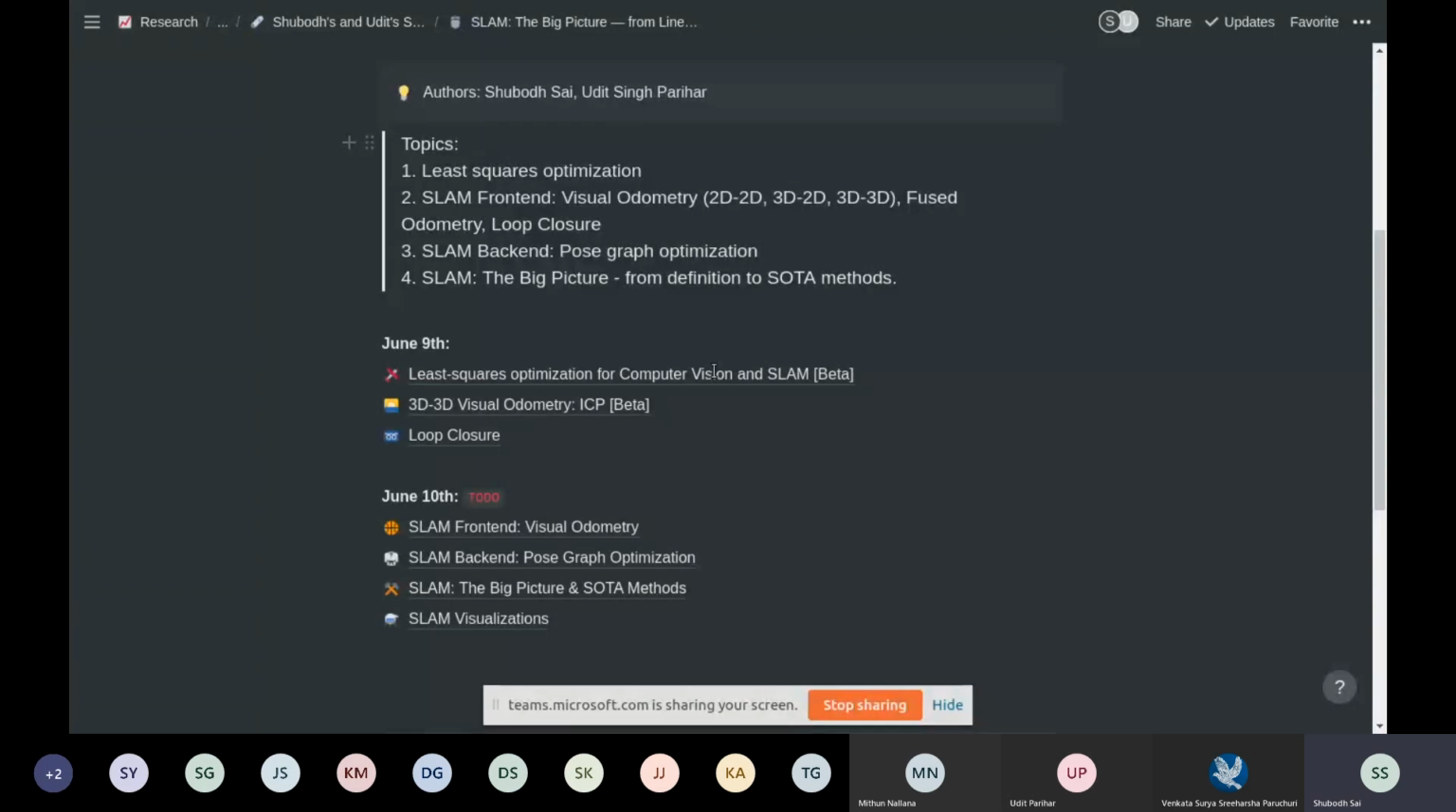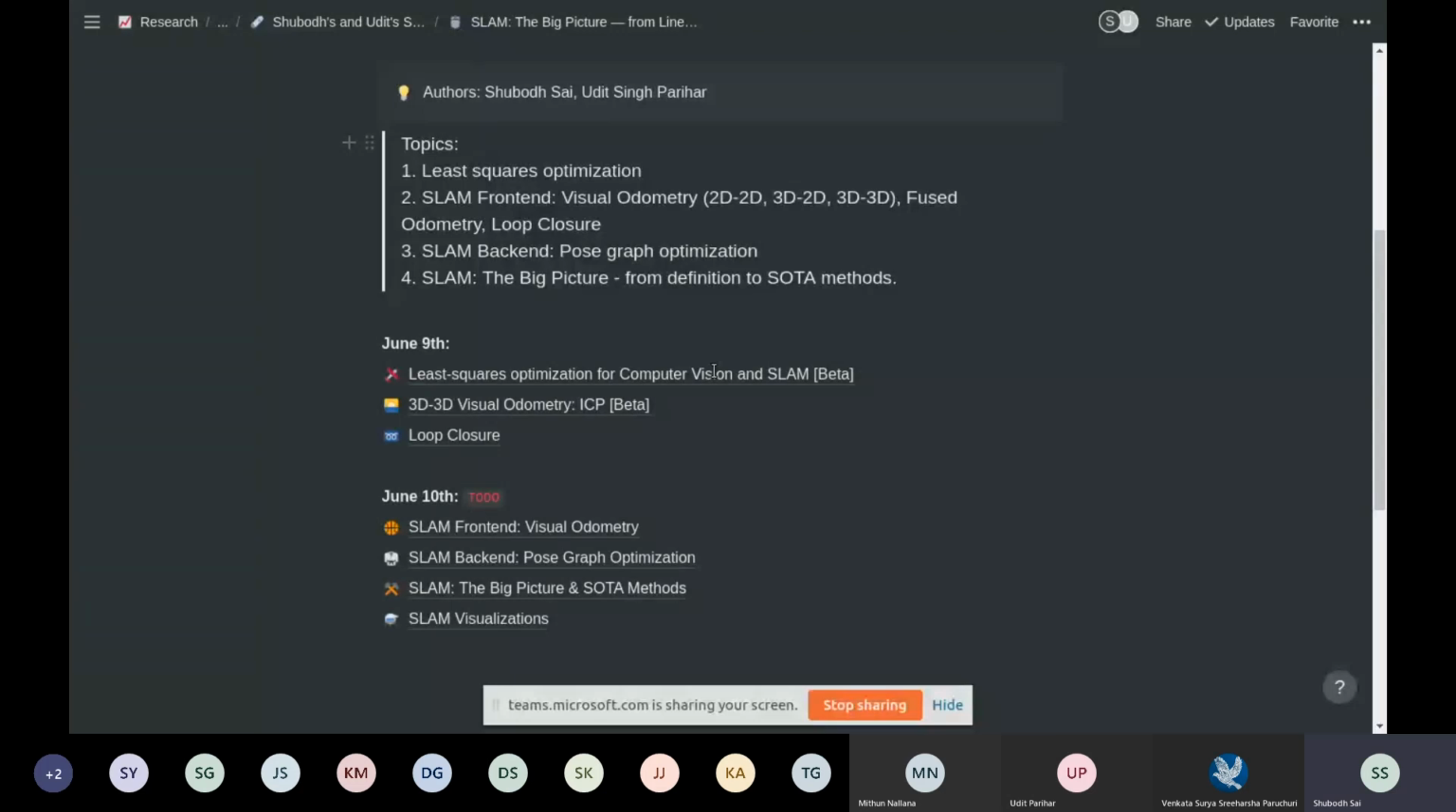Tomorrow, we'll also be covering loop closure. We'll be covering bag of words, which we'll be using tomorrow. That's also a crucial component of SLAM. And tomorrow we will jump right into SLAM. We will start with SLAM front end, SLAM backend, and then you'll be able to connect all the dots.